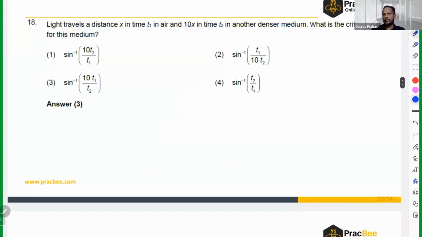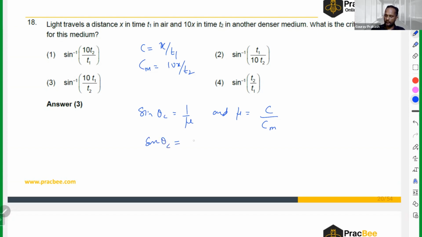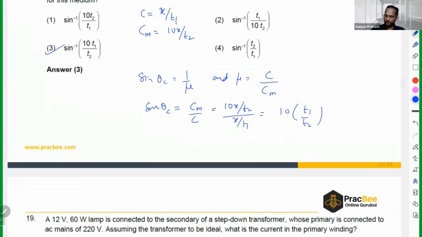Now, light travels a distance x in time t1 in air. So basically, speed in air is given as x upon t1, and the speed in medium is given as 10x upon t2. And we know that the critical angle sin theta c is 1 by mu, and also we know that mu is c upon c in medium. So basically, sin theta critical in terms of speed will become c medium upon c. If you substitute the values, 10x by t2 divided by x by t1, we get 10 times t1 by t2. So theta c becomes sin inverse of 10 t1 upon t2. So third is the right answer.